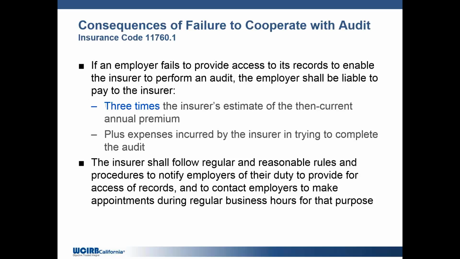So now let's talk about the consequences of not cooperating with an audit. If the employer fails to provide access to the insurer to perform the audit, there are some things that can happen. One of those is that the insurer could bill that policyholder for 3 times the estimate of the current annual premium. Plus, they could add the expenses that the insurer incurred trying to complete the audit. So that's definitely a big impact.